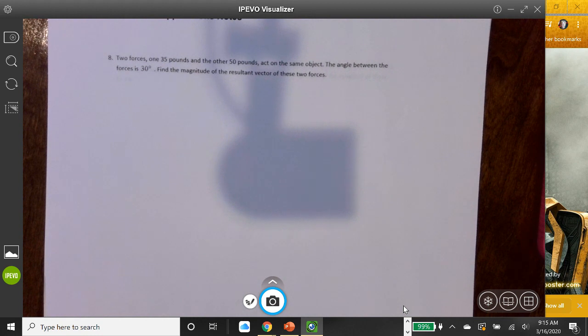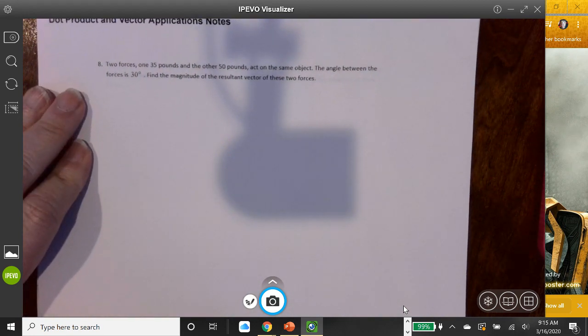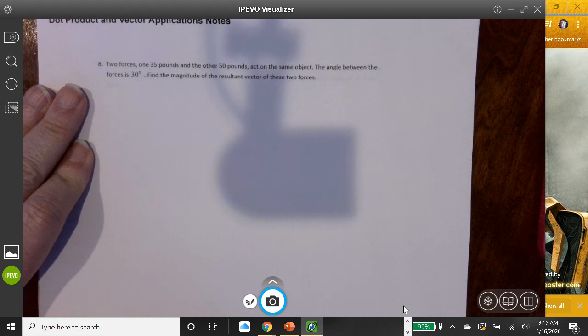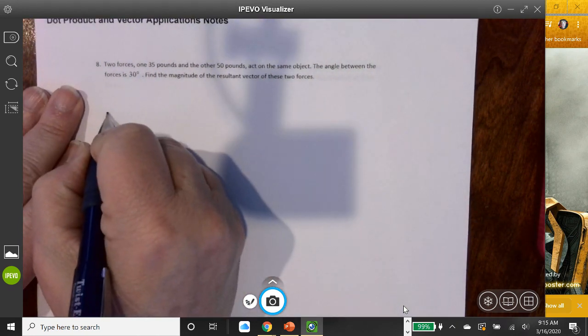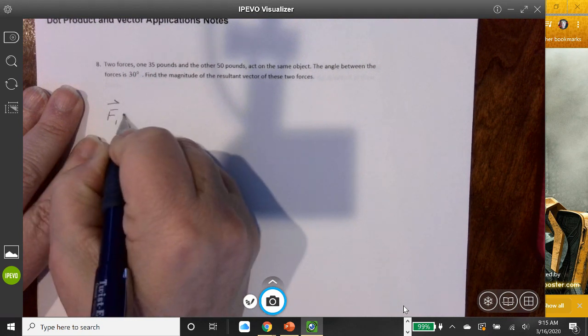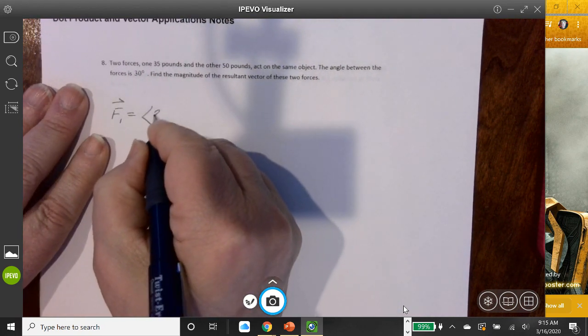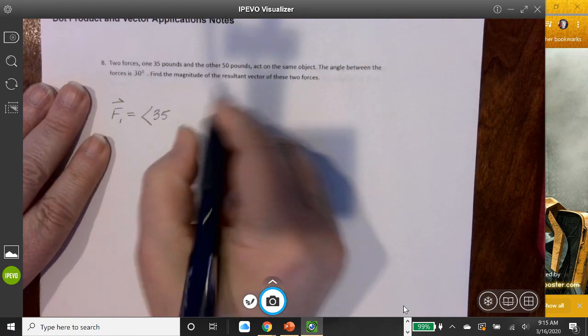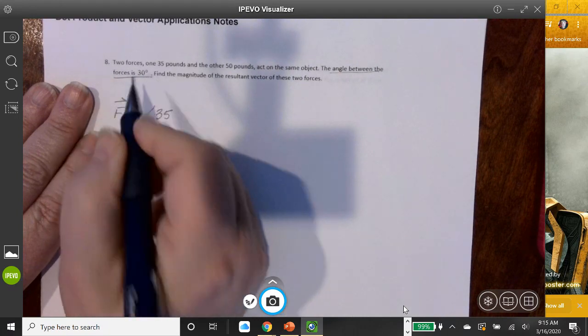Number 8. Two forces, one 35 and the other 50. Okay, so I want you to pause the video for a second, and work this, and then get back with me here in a second and see if you get it right. Okay. Welcome back. Force 1 is 35. Now, this says the angle between the forces is 30.